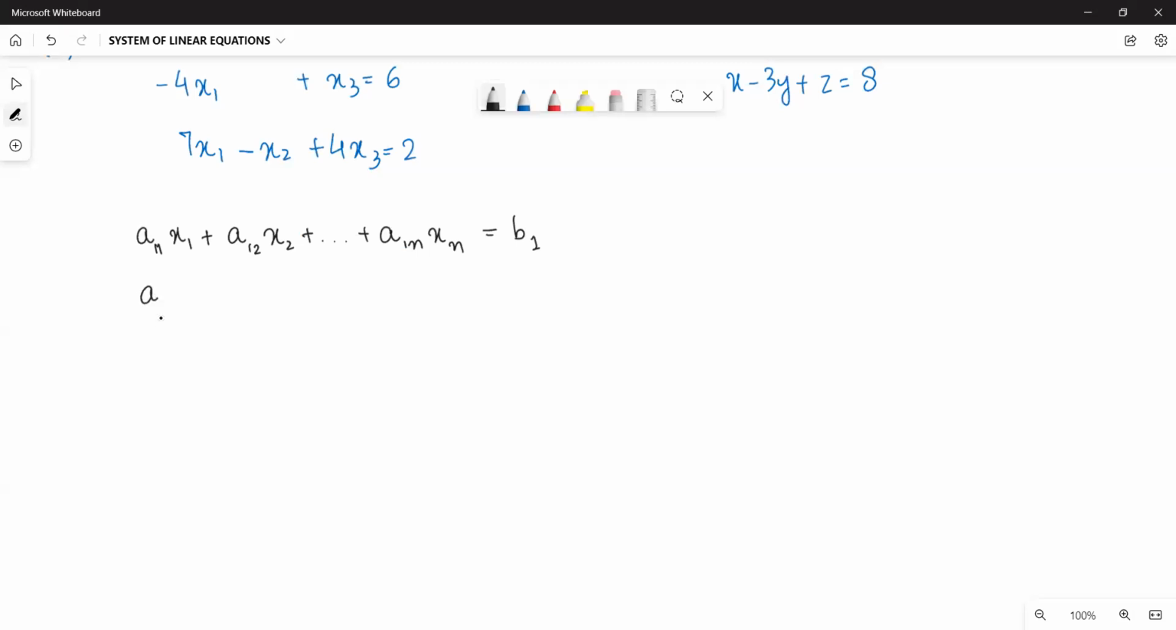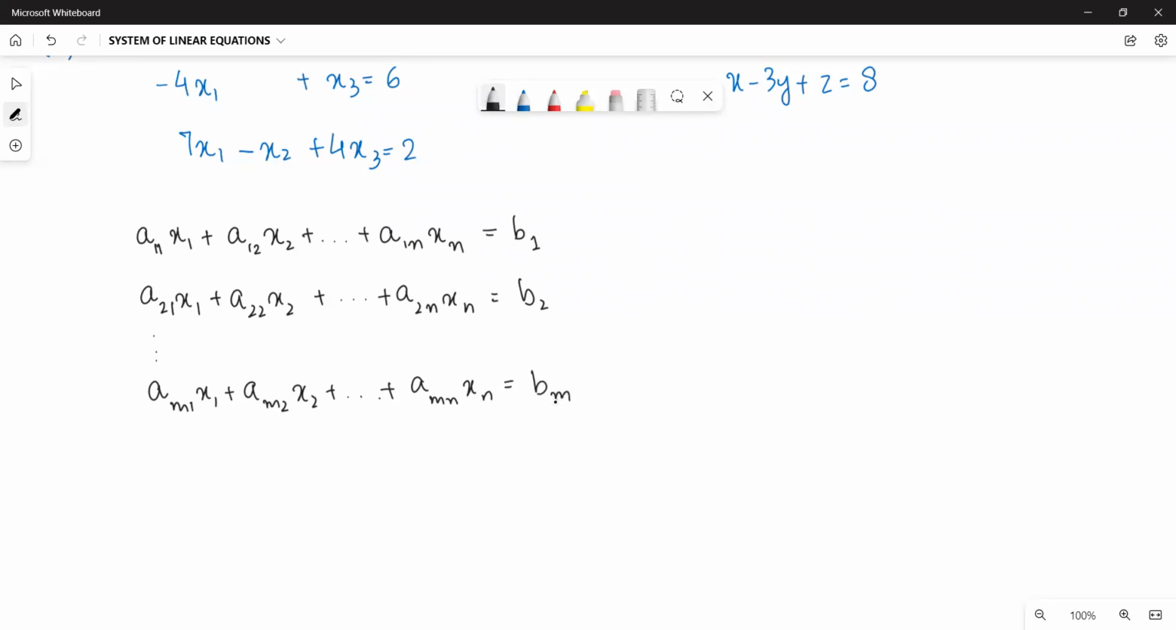Similarly, a21 x1 plus a22 x2 plus up to a2n xn is equals to b2. And similarly, since we have a linear system, we have a group of equations. It might be am1 x1 plus am2 x2 plus up to amn xn is equals to bm. This is a system of linear equations.